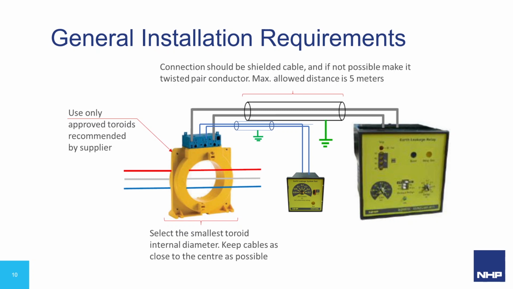Finally, single conductors for each phase ensure a more accurate reading. Multiple phase conductors may alter the result. In any case, run the conductors as close to the center of the toroid as possible.